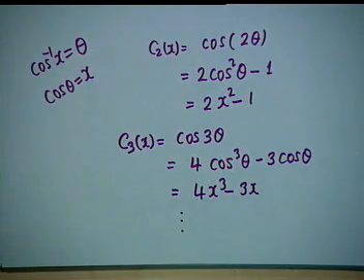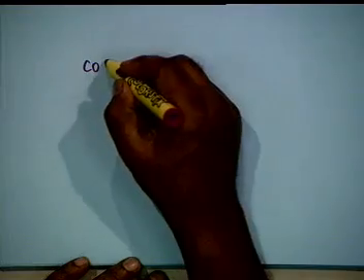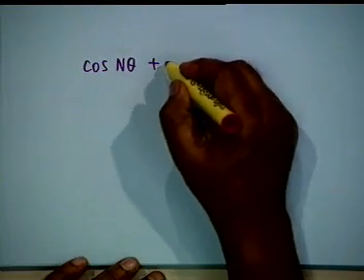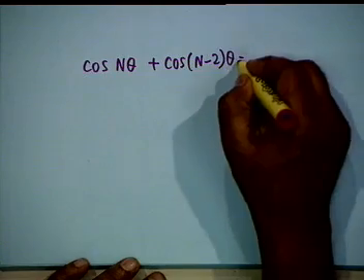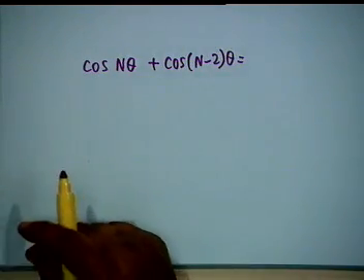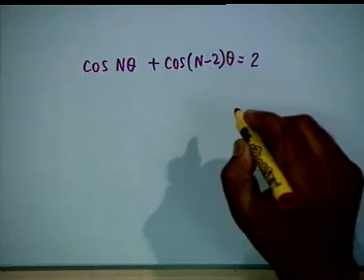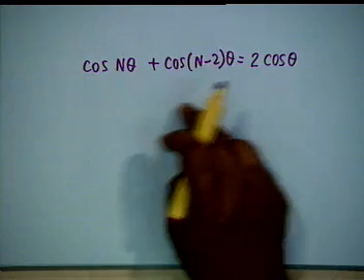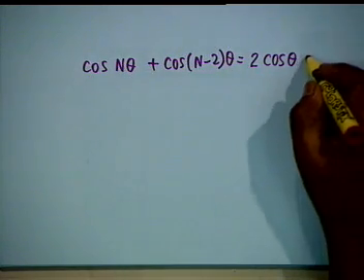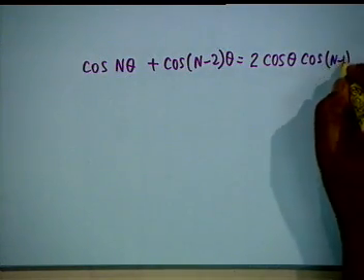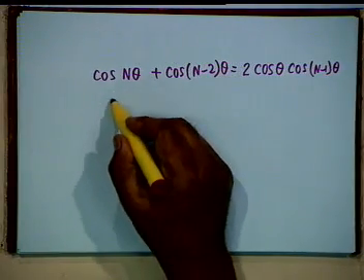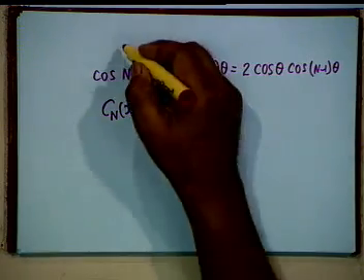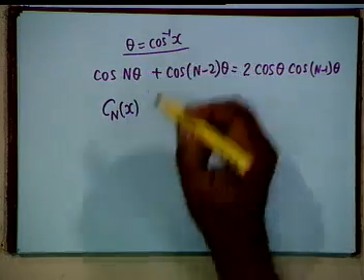Does that mean that we shall have to remember all the multiple angle formulas? No. We can find a recurrence relationship, and the recurrence relationship comes from this: cosine of n theta plus cosine of n minus 2 theta, if we apply the trigonometric formula, cosine A plus cosine B is twice cosine A plus B by 2 cosine A minus B by 2. So, we get cosine of theta, this is A minus B by 2, and then cosine of A plus B by 2 would be n minus 1 theta, and therefore cosine n theta is nothing but C n of x. If you put theta equal to cos inverse x, then it is C n of x.